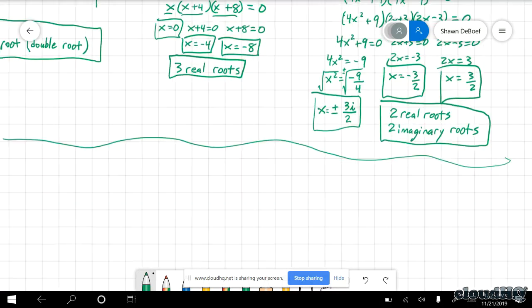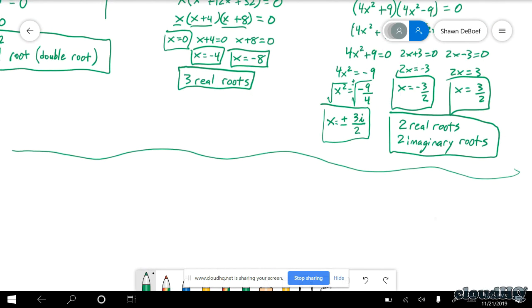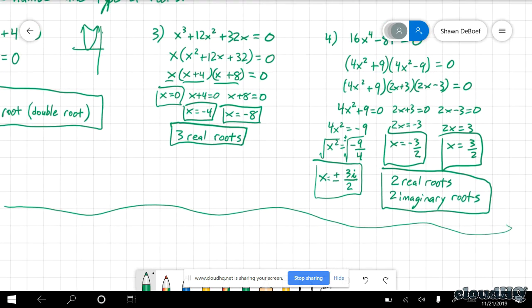Zeros are x-intercepts. So we're graphing. Roots are answers to solutions to the equation. Zeros are x-intercepts. Is there a connection between them? Yes, there is. Are they the exact same thing? No. What's the difference? Think about that last problem we just had there. How many roots did we have in this last example? 4 roots. How many zeros would it have?